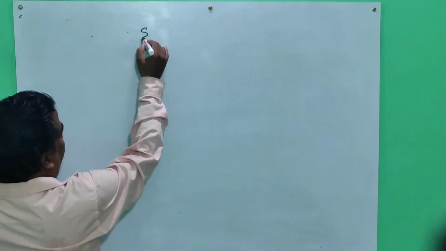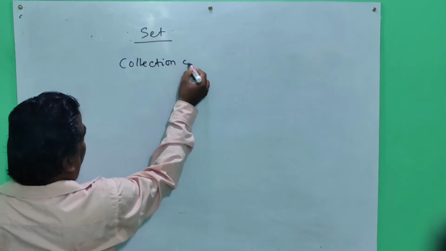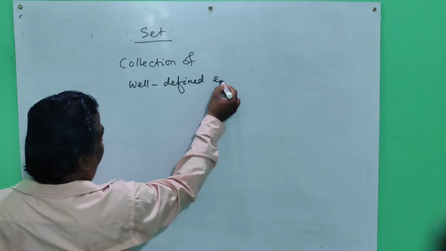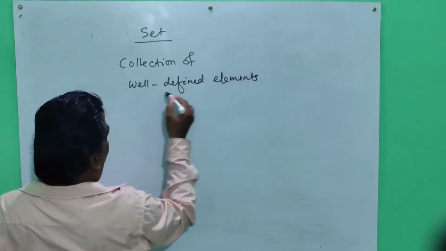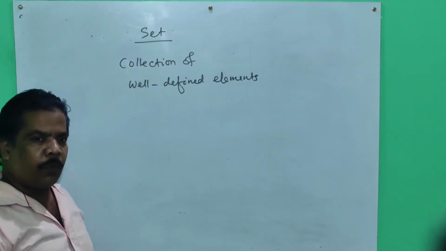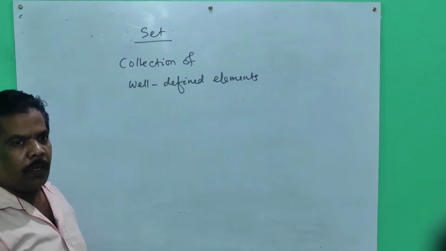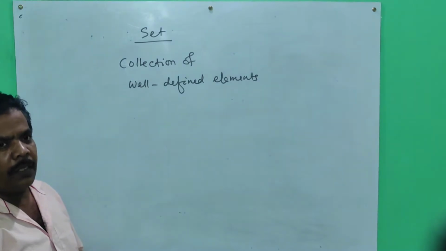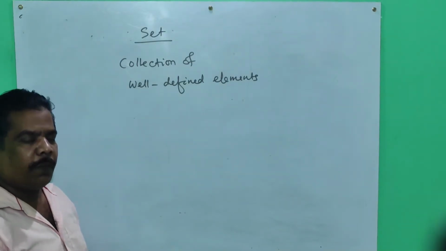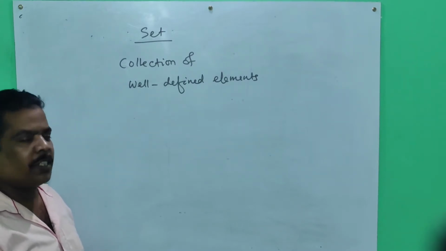So a set is defined as a collection of well-defined elements. Now, what is well-defined? If you take a set, or give an example of a set, that means the elements are well known. In a set, elements are well known. If elements are not known, not defined, that is not well defined, then it is not a set.